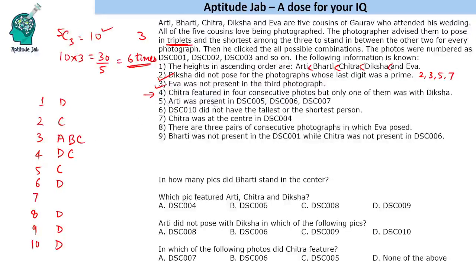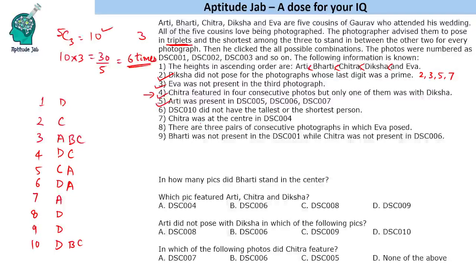Now next, Aarti was present in 5, 6, 7. So just put A here. 6 also A is present, 7 also A is present. That is also figured out. DSC did not have the tallest or the shortest person. So A and E are not present. It will have B, C, and D.